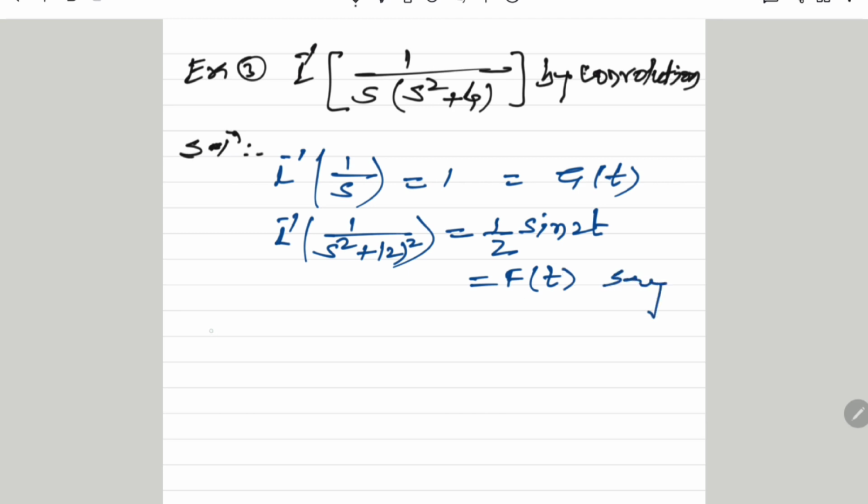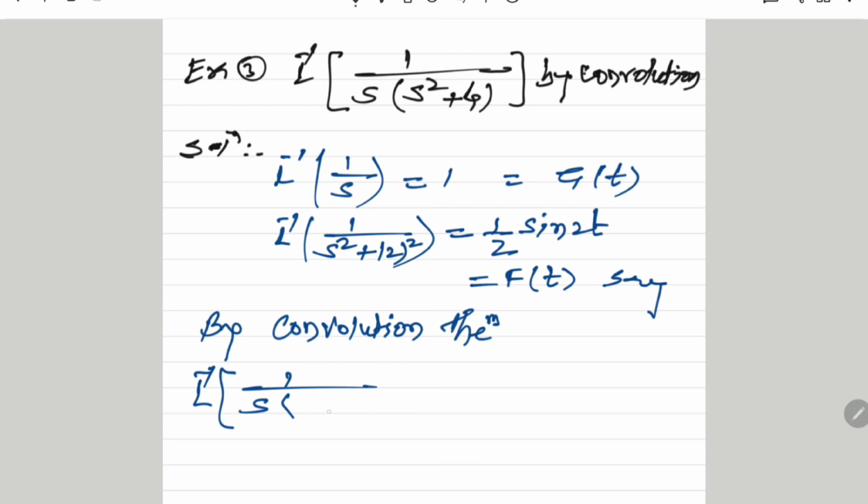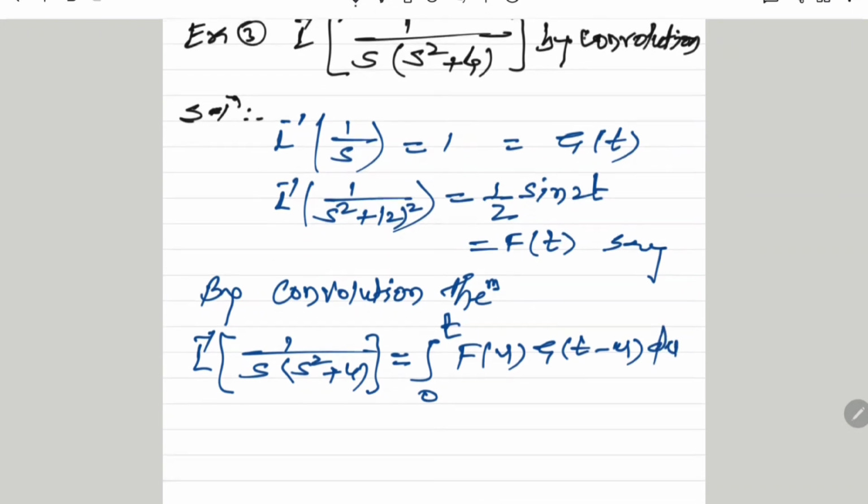Then by convolution theorem, inverse Laplace of 1 by s multiplied by s square plus 4, as per that theorem, its value is obtained by integration from 0 to t of f of u multiplied by g of t minus u, and then its integration with respect to u.